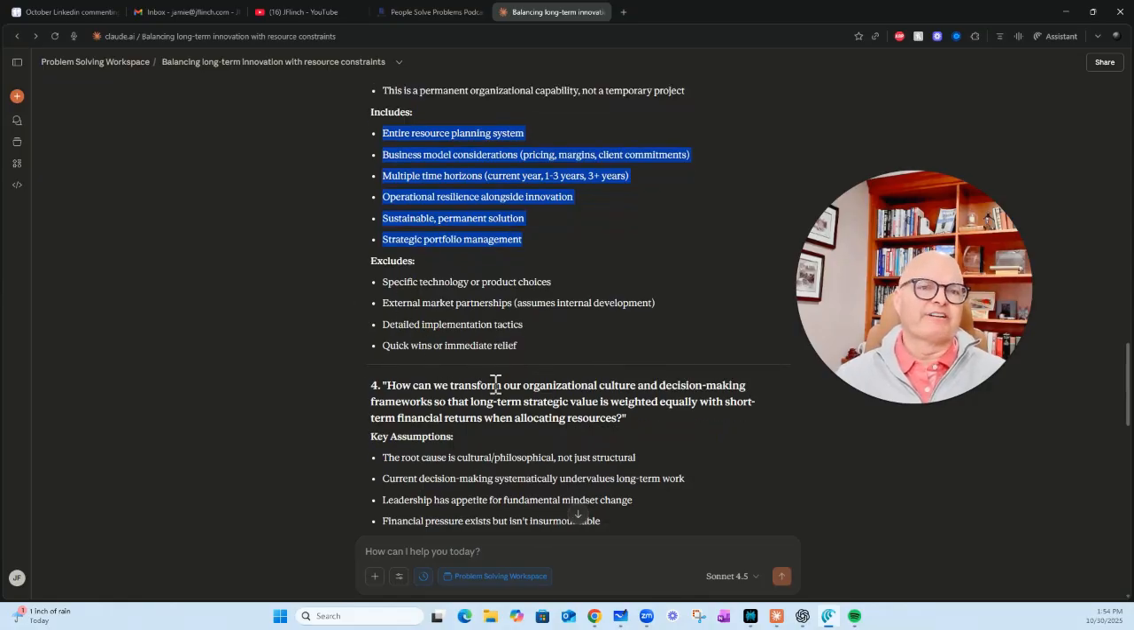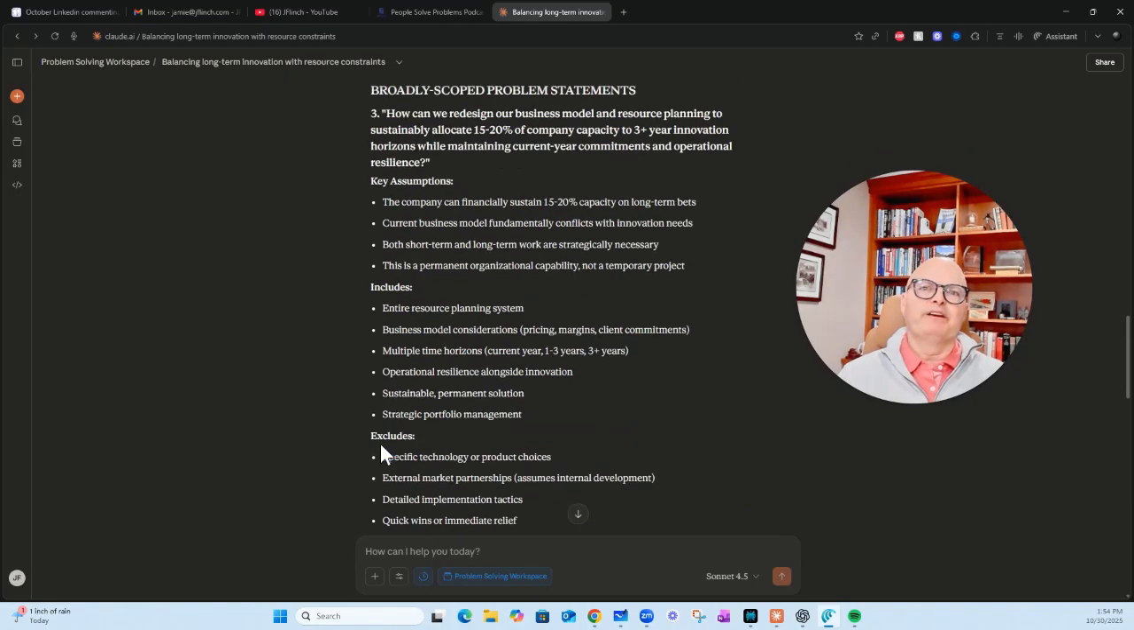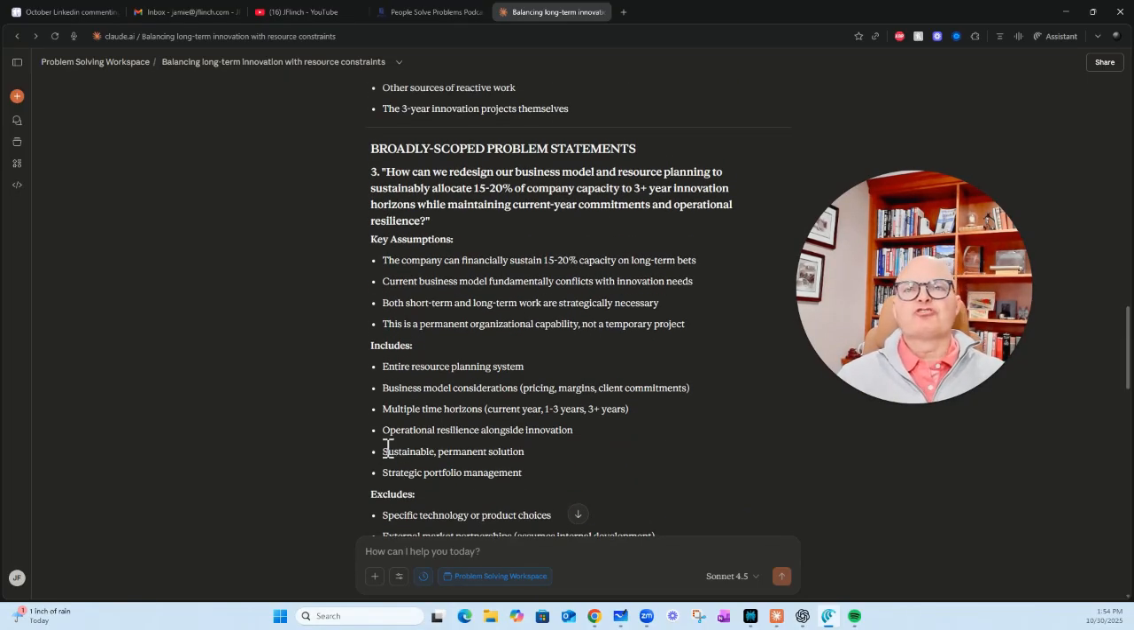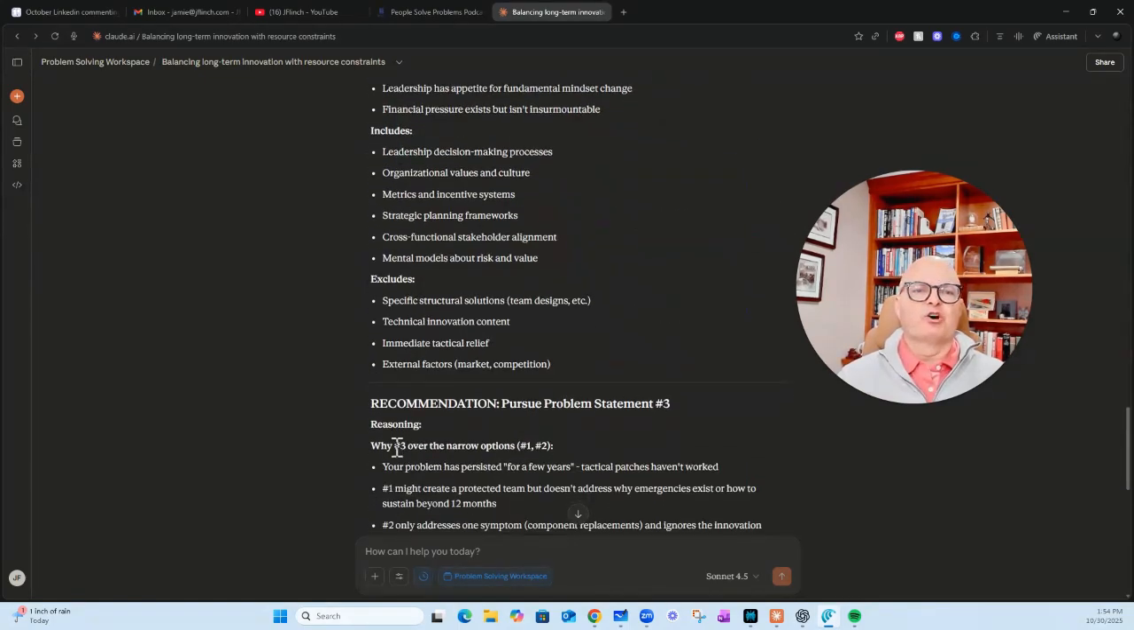And then here's one around organizational culture and decision-making frameworks. So this is less about the system and more about how we make decisions about the system. So if we think, yeah, the system's fine, it's us, right? It's how we use it. That's more likely to be the problem. This might be a better one, right? So these are just examples of how we can go.